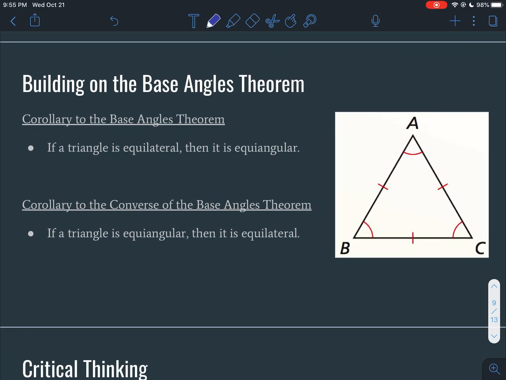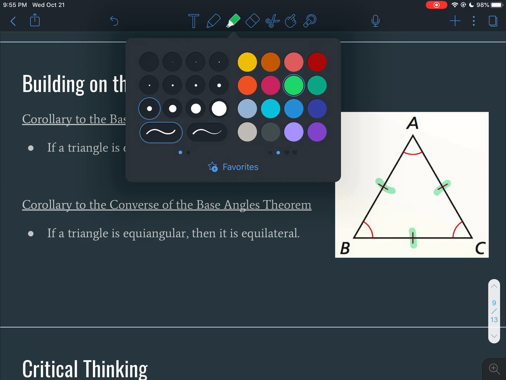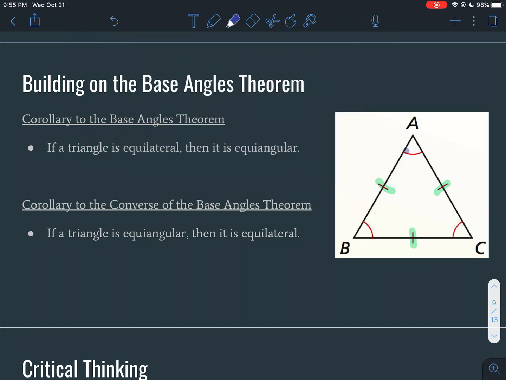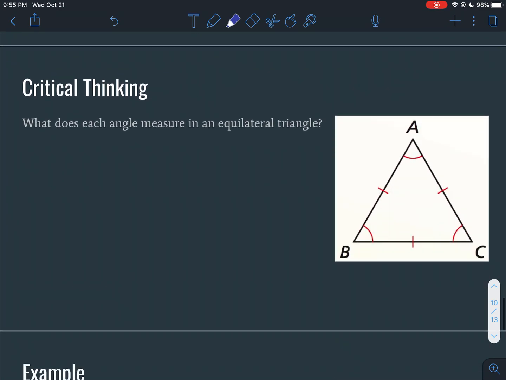All right. So building on that base angles theorem and applying it to an equilateral triangle. If a triangle is equilateral, then it is equiangular. If it's equiangular, then it is equilateral. So if the sides are congruent, then the angles are congruent, and vice versa. If the angles are congruent, then the sides are congruent.